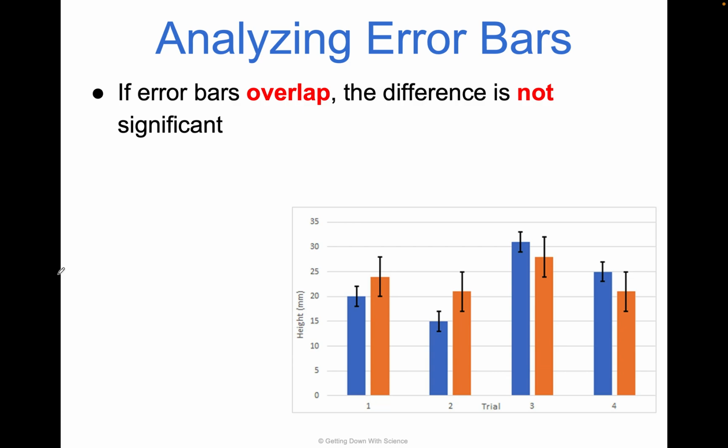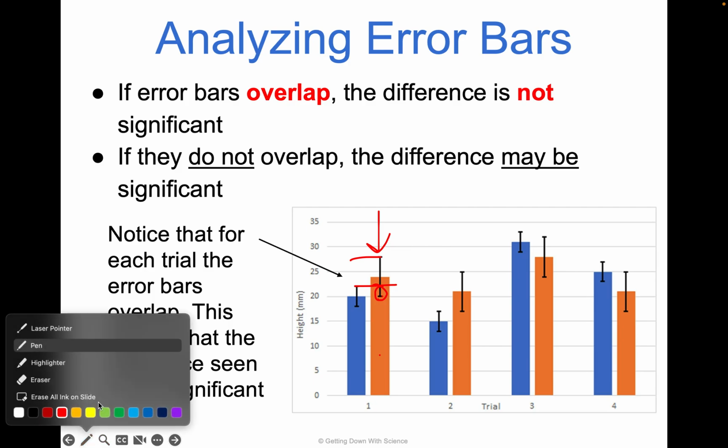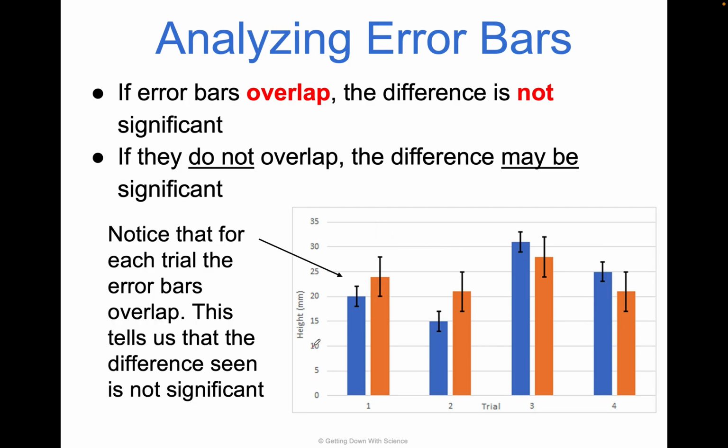If error bars overlap, the difference isn't significant, right? So notice for each one of these trials, your error bars overlap, right? This tells us that the difference that we see isn't significant. So in this particular trial, you have error bars and they overlap right here, okay? That means that it's not a significant difference. The difference that we see in those two trials, not a big deal, right? We can ignore that.